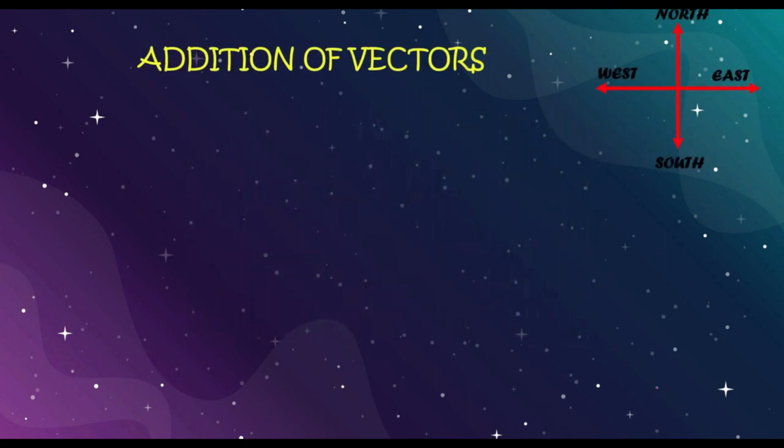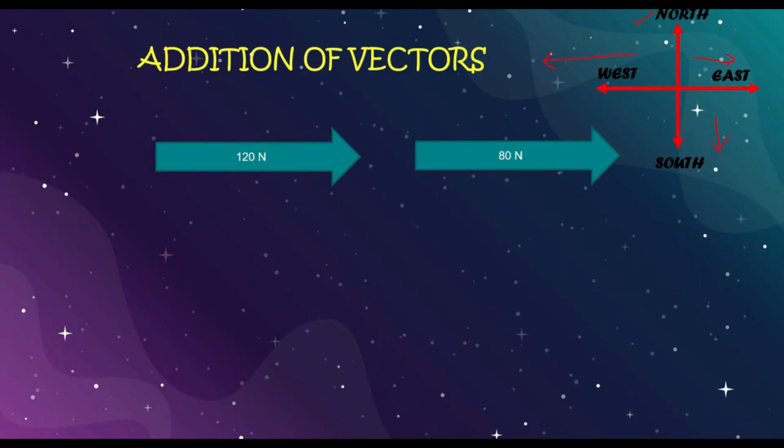Now let us discuss addition of vectors. Vectors may be moving in particular direction. So we can refer this sign as representation of direction. Say top one is going to north, its opposite bottom is going to south, right side is east, left side is west. So if we consider two vectors, in this case we are considering force as a vector.